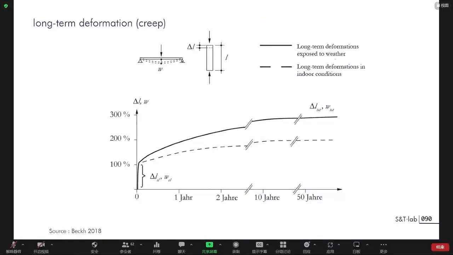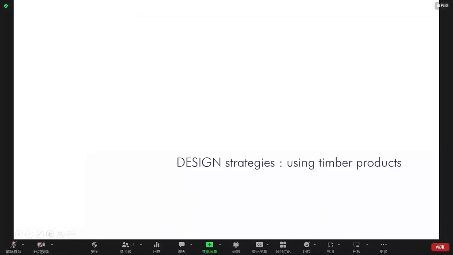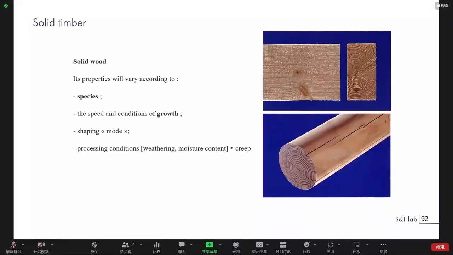So you can see here on a curve that you have a creep phenomenon, so long-term additional deformation that could be 300% of the deformation that you have in the short term, depending on the variation of moisture you have in the short term. Now, what about design strategy using timber products?